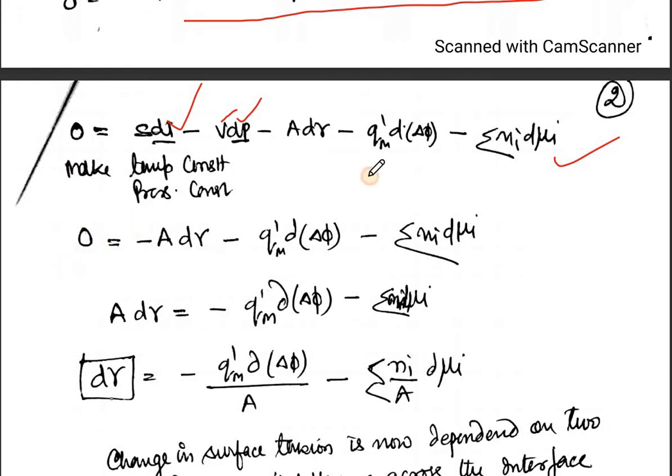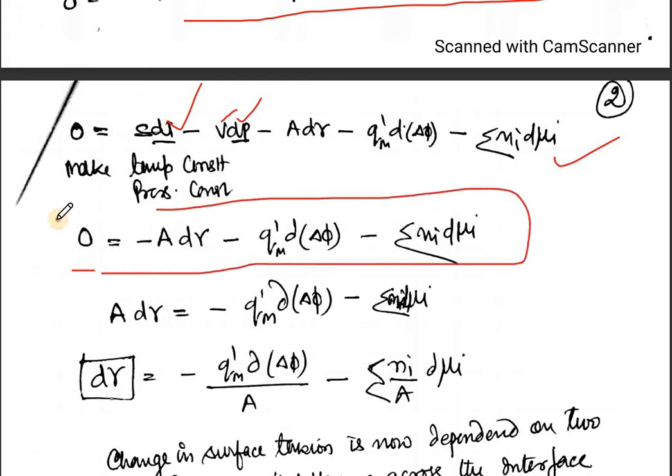Now this equation turns into this equation, that is, 0 equals minus A d gamma minus q prime d del phi minus summation n i d mu i. After rearrangement of this equation, we get A d gamma equals minus q m prime d del phi minus summation n i d mu i.